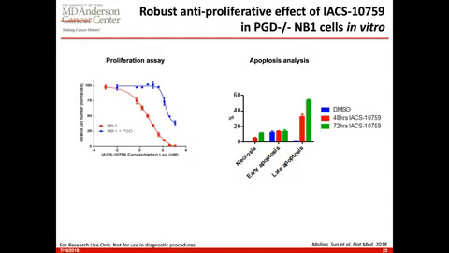And in vivo, we waited until the tumors were of decent volume. These are very well established tumors by this stage, and treatment with IX-10759 once per day by oral dosing causes robust regression of the tumor. This treatment is well tolerated, with no body weight loss at the doses tested here.